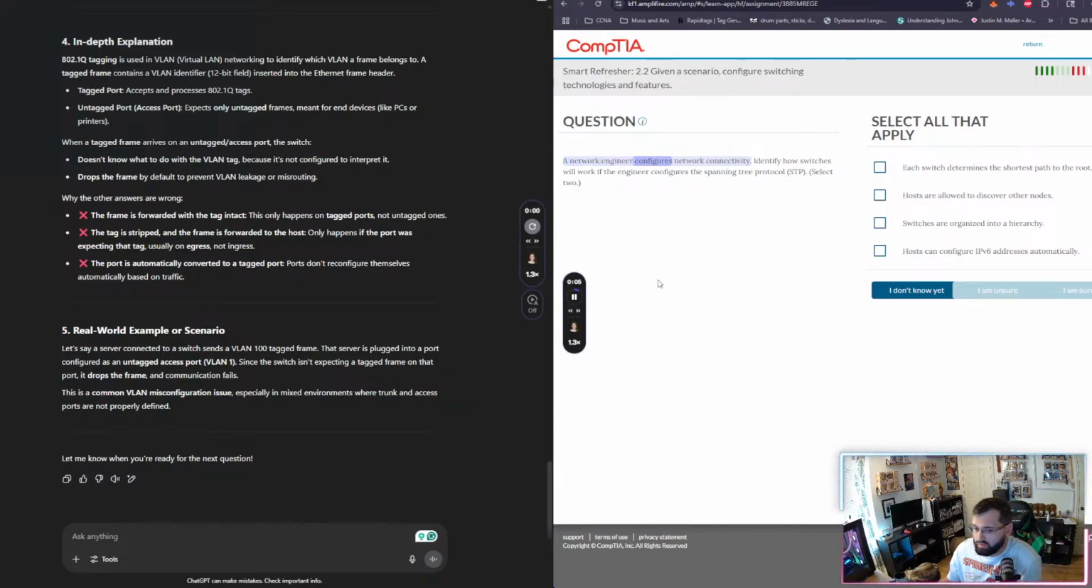A network engineer configures network connectivity. Identify how switches will work if the engineer configures the spanning tree protocol, STP. The hosts are allowed to discover nodes. I mean, maybe. The switches are going to be organized in a hierarchy, sure. Can configure IPv6, that has nothing to do with it. Each switch determines the shortest path, yes.